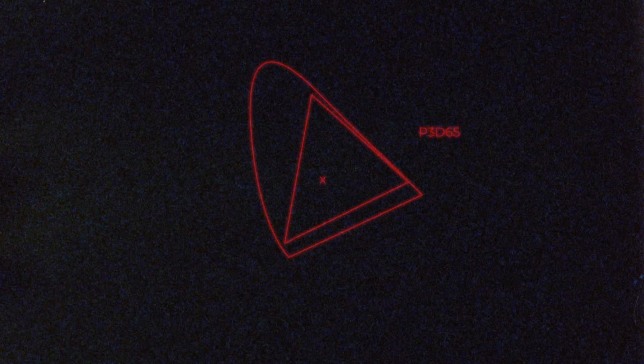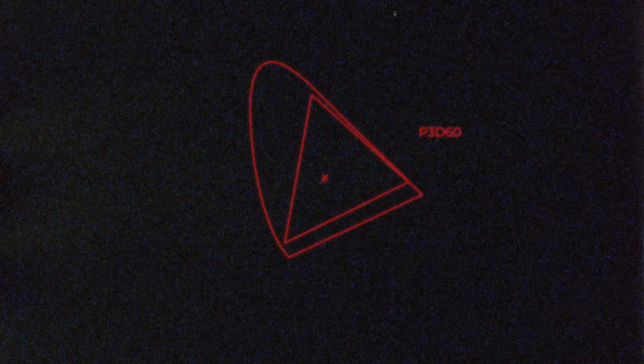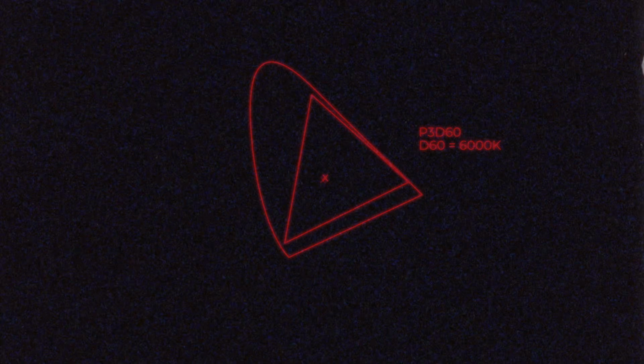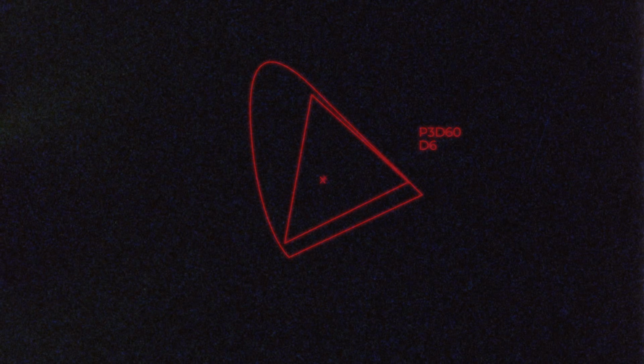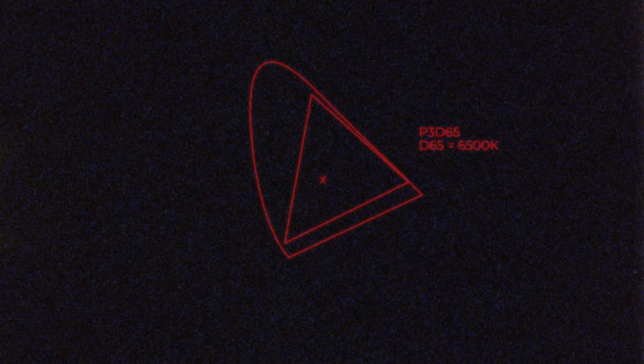For cinema projectors, for example, we use the P3 color space. Sometimes with a D65 white point, sometimes with D60. If we look at the coordinates of these two in the CIE chromaticity diagram, we can see that D60, which by the way stands for daylight 6000 Kelvin, is slightly warmer than D65, which is daylight 6500 Kelvin.